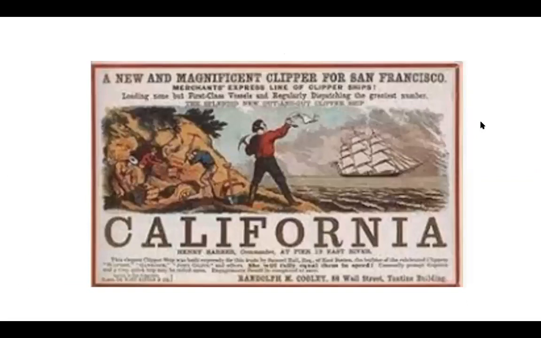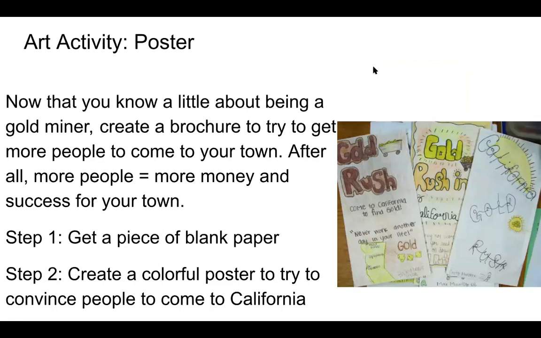This is an example of an ad or advertisement to try to get people to move to California. So this is specifically advertising the new ships that are being used here. So that's going to move you into your art project for today. Your art project is to try to make an advertisement to try to convince people to come to your gold rush town. Because after all, the more people that are in your town, the more successful you're probably going to be. This is great if you want to take that shop owner hat and wear that. So this is a good example of how to entice people to come.